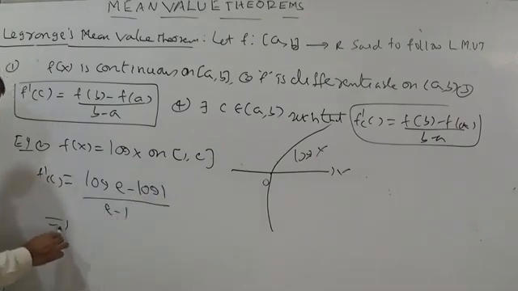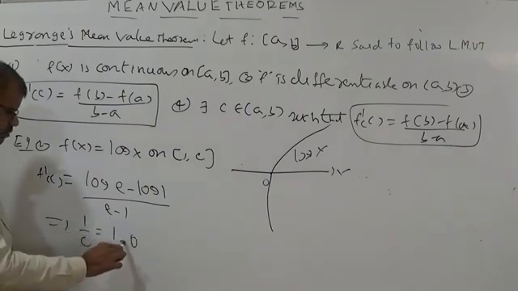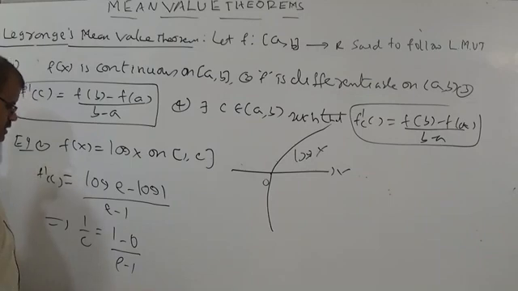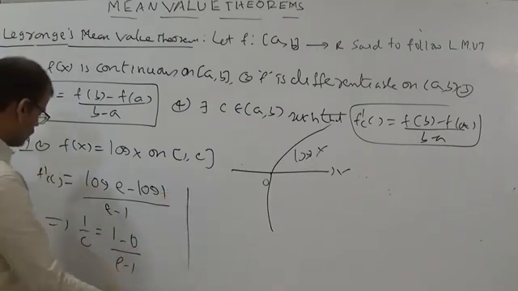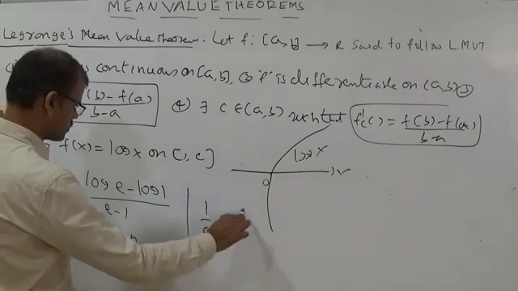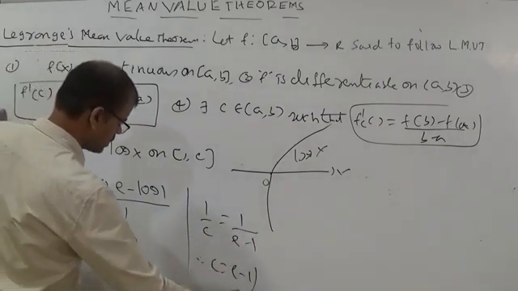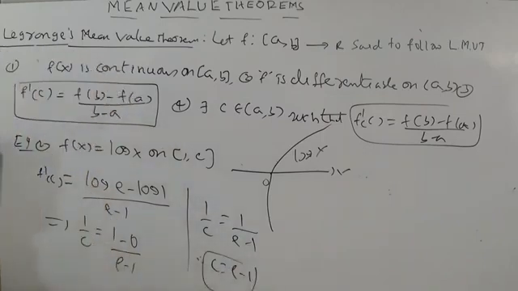So what is the value of f dash c here? 1 by c. Log e value is 1, minus 0, by e minus 1. Now 1 by c is equal to 1 by e minus 1. Therefore, c is equal to e minus 1. That's all, this is the value.